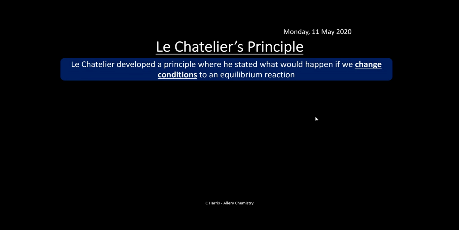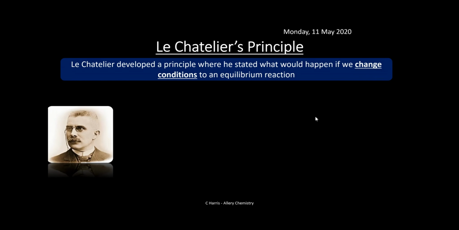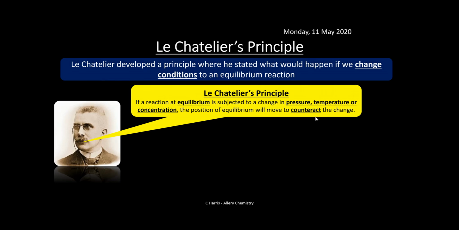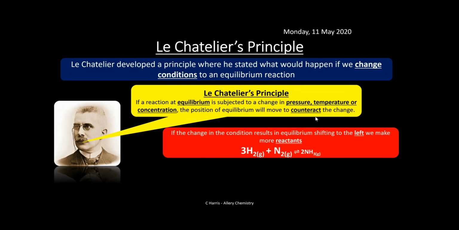Le Chatelier developed a principle stating what would happen if we change conditions of an equilibrium reaction. So here he is, fine chap. He said, if a reaction at equilibrium is subjected to a change in pressure, temperature, or concentration, then the position of the equilibrium will move to counteract that change. Wow, that seems quite a lot. Basically, what he's saying is, if we do something to a reaction, the reaction will try to do the opposite. And that something is going to be pressure, temperature, or concentration. You've got to remember this, though. Don't use that as a definition. You've got to use the formal definition, which is written there.